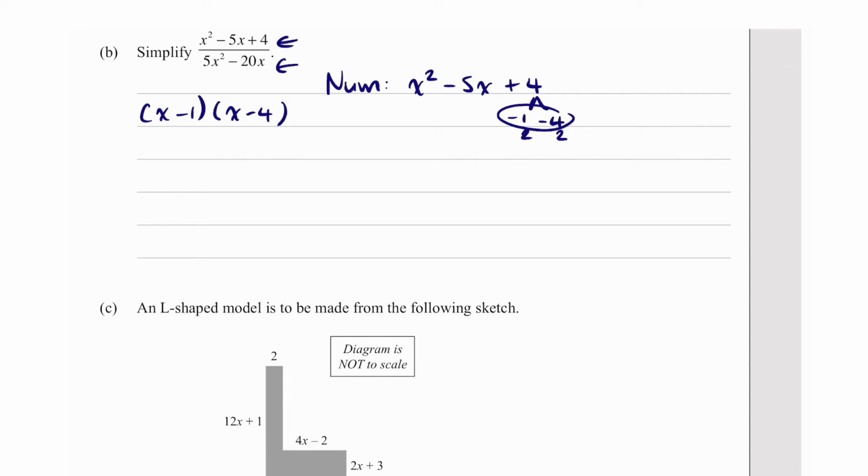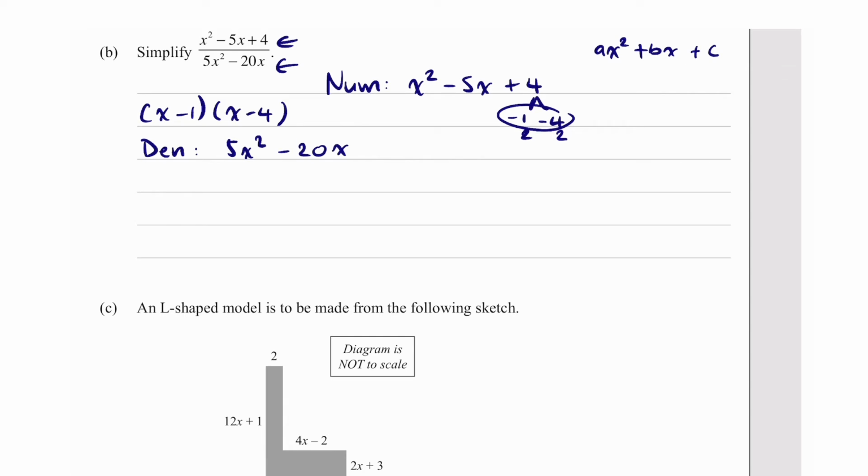Now we take a look at our denominator. Our denominator is 5x squared minus 20x. Normally quadratics are written in the form ax squared plus bx plus c, where a, b, and c are numbers. Well, in this case, we actually don't have a c term. We don't have this c term here or a number here. We've only got a and b. So this is a and this is b.